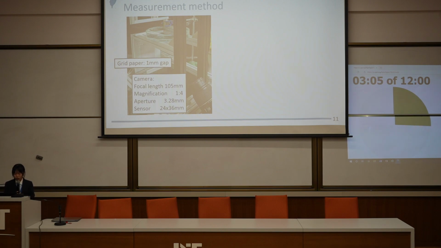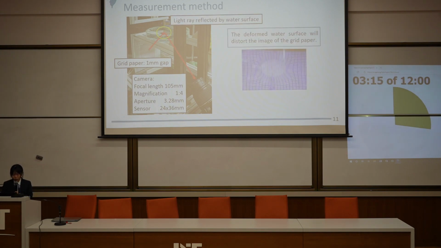Let me introduce the measurement of the dent. We take a picture of the grid paper through the reflection of the water surface from below, and since the water is deformed by the magnetic field, the image of the grid will be distorted, so we can trace the rays back to the grid to find the deformation.